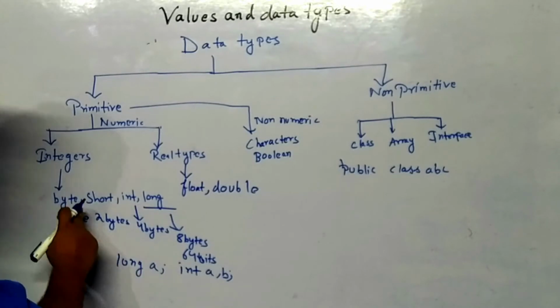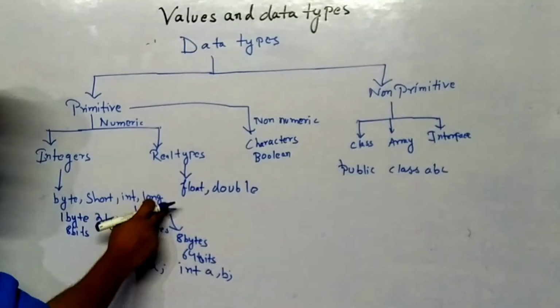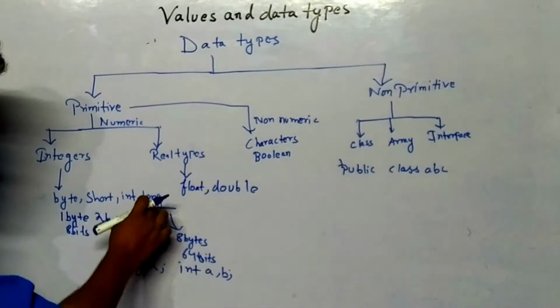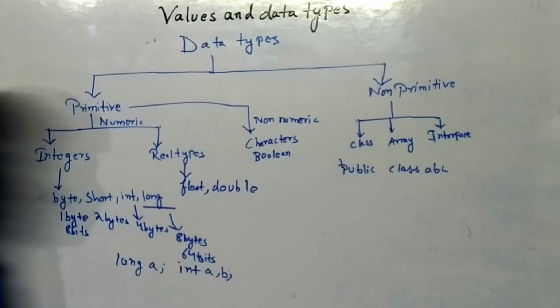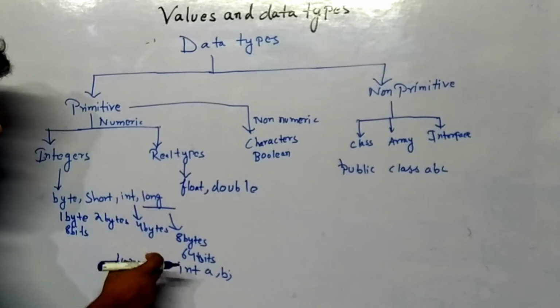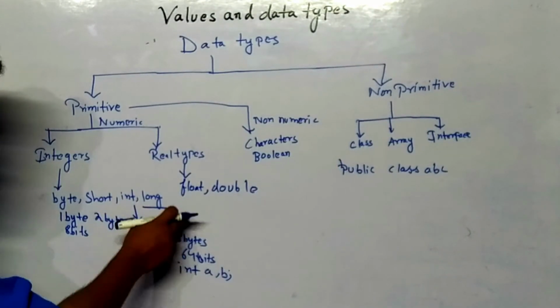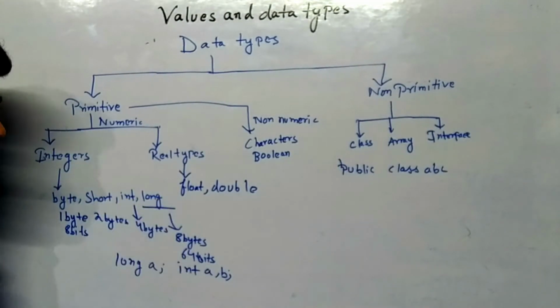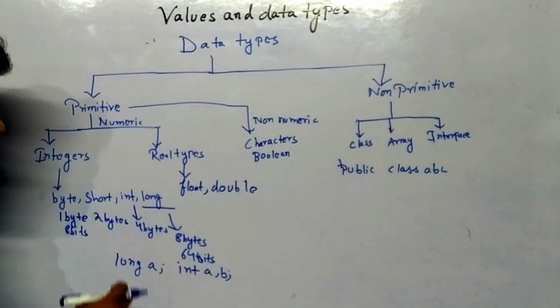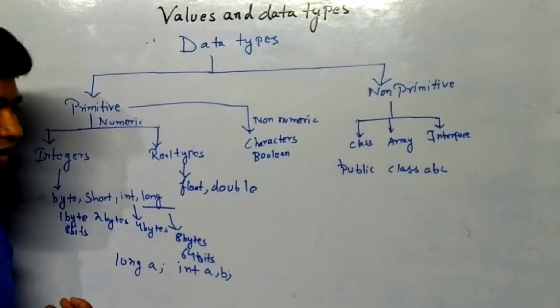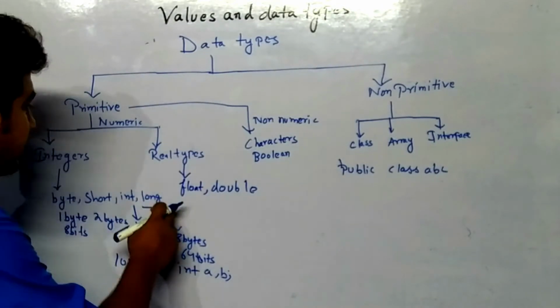So the size, you can see that byte, short, int and long. Depending upon the size or the maximum of the data, you have to take the data type. If the size is very large, then you will be taking long. If the size is medium, preferably we are taking integer only. But if the size is very large, then you will be taking long.